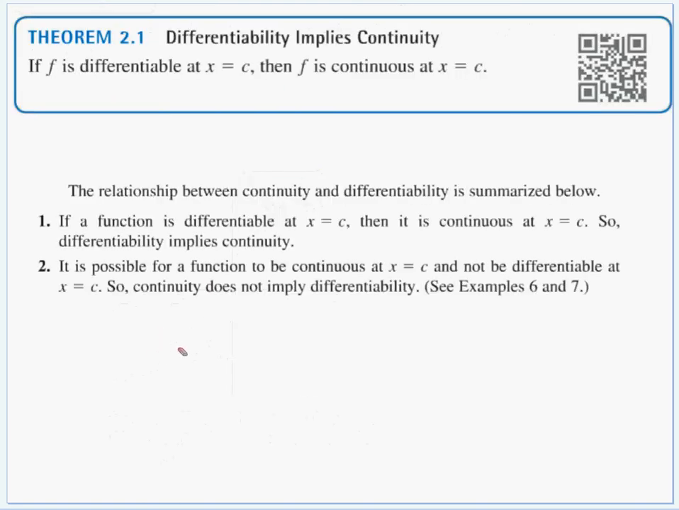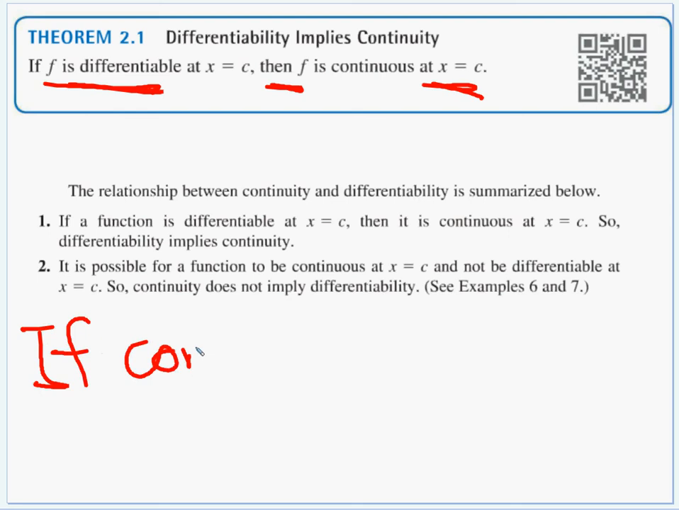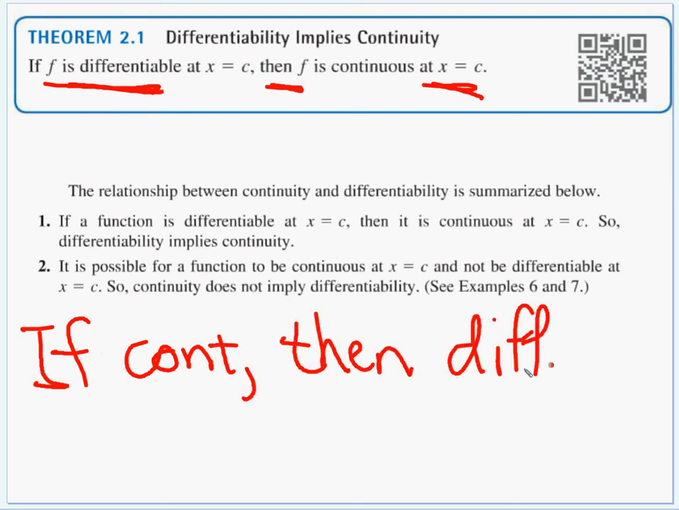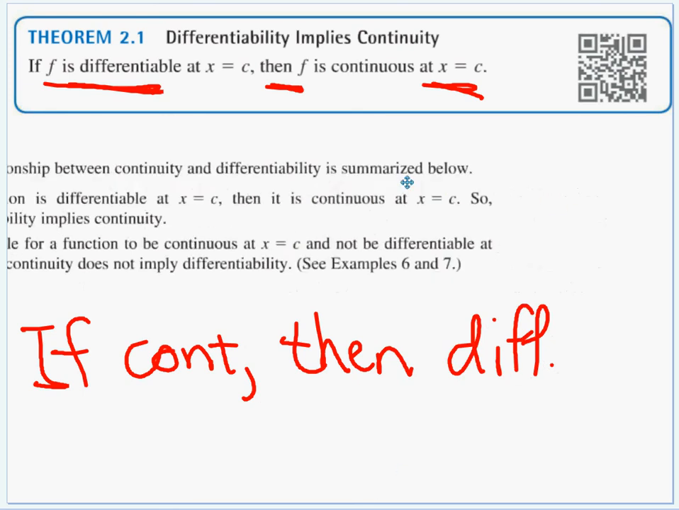So this brings us to a theorem, Theorem 2.1. I believe this is the last slide. Yes. Theorem 2.1, differentiability implies continuity. The reverse of that is not true. If our function is differentiable, then it must be continuous at that point. If it's differentiable, then it's continuous. If you try to rewrite that, in the alternate form, if it's continuous, then it has to be differentiable. That's not true. We just saw two examples of that.